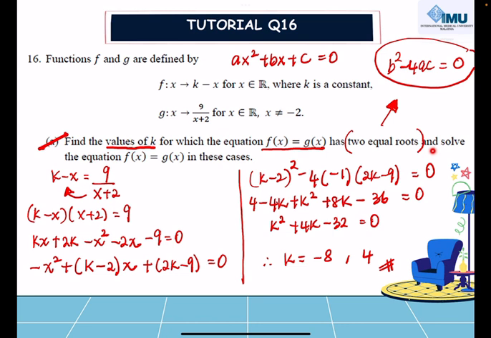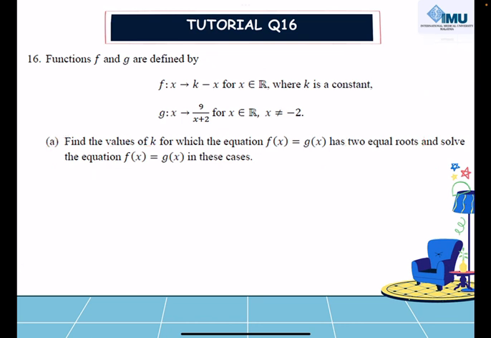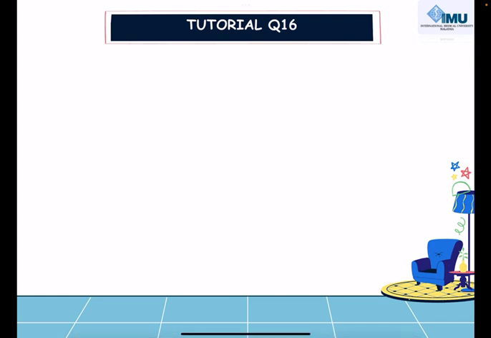Now, this part A question does not end at finding k. You notice they ask you to solve the equation f(x) equals g(x). Since we have two values of k, we need to do both. Let's take it up until here where we have already arranged our f(x) equals g(x). Do not start from the beginning. So here, negative x squared plus (k minus 2)x plus 2k minus 9. This is our f(x) equals g(x).